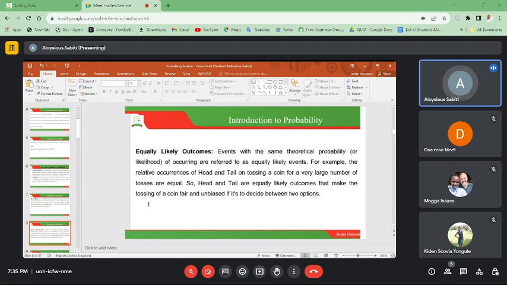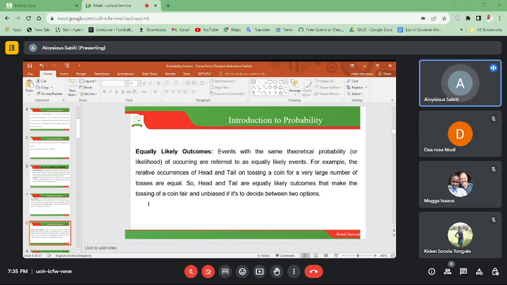The other key term is what we call equally likely outcomes. Events with the same theoretical probability or likelihood of occurring are referred to as equally likely events. For example, the relative occurrences of a head and a tail on tossing a coin for a very large number of tosses are equal. So head and tail are equally likely outcomes that make the tossing of a coin fair and unbiased if it is used to decide between two options.